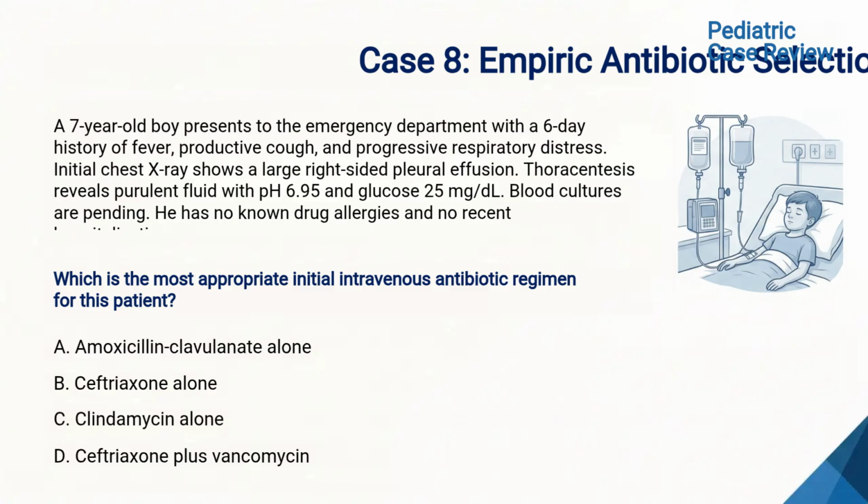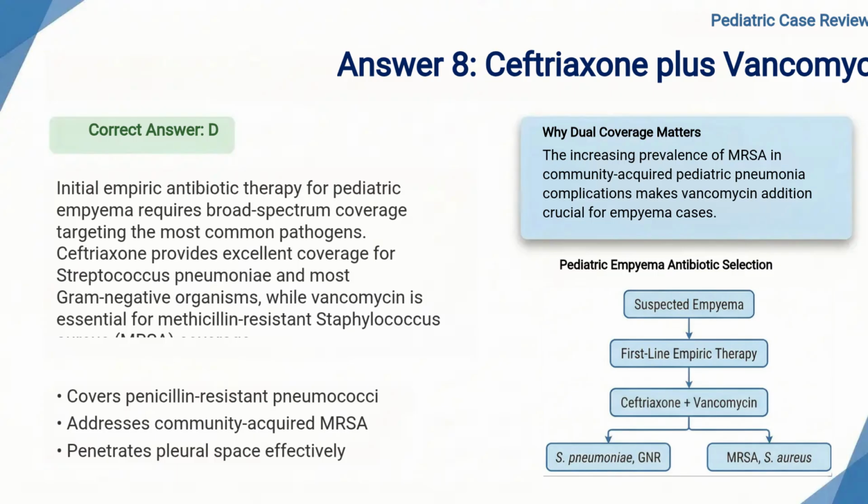Which is the most appropriate initial intravenous antibiotic regimen for this patient? Option A, amoxicillin clavulanate alone. Option B, ceftriaxone alone. Option C, clindamycin alone. Option D, ceftriaxone plus vancomycin. The correct answer is option D, ceftriaxone plus vancomycin.